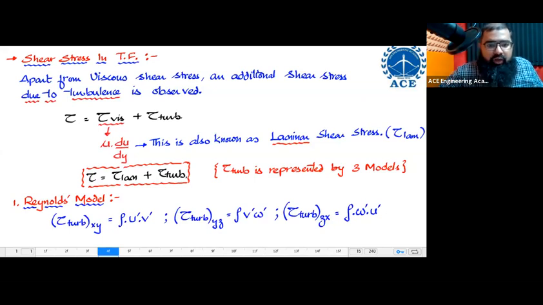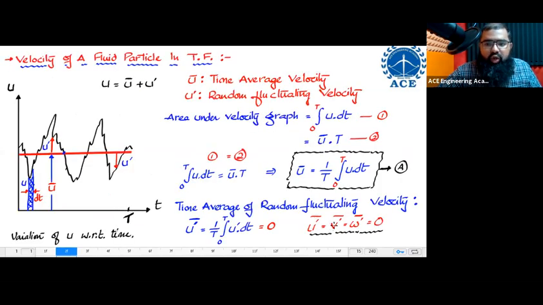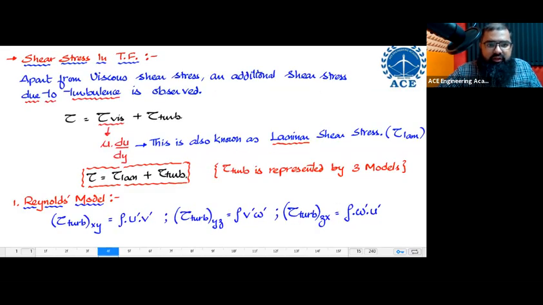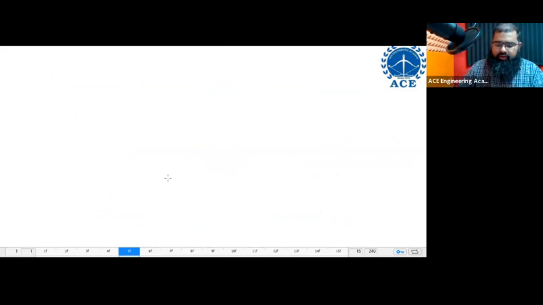I did not say u prime is equal to v prime is equal to w prime. I said u prime bar is equal to v prime bar is equal to w prime bar. Please understand this thing. I said u prime bar is equal to v prime bar is equal to w prime bar. There's a lot of difference between those two things. Which part of flow is laminar and turbulent flow? We'll discuss those things as we move forward. Now that you have taken the snapshot of that particular slide, let us move further to the next model.